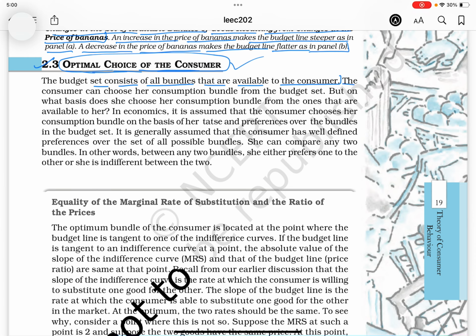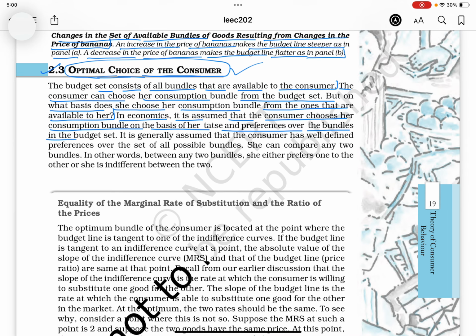The budget set consists of all bundles that are available to the consumer. The consumer can choose her consumption bundle from the budget set, but on what basis does she choose her consumption bundle from the ones that are available to her? In economics, it is assumed that the consumer chooses her consumption bundle on the basis of her taste and preferences over the bundles in the budget set.